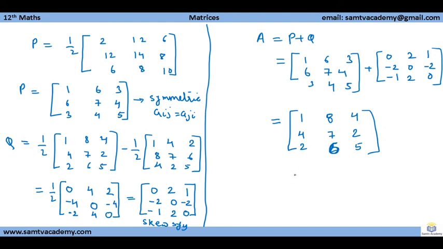So hence proved that any square matrix is equal to the sum of a symmetric matrix, 1 by 2 (A plus A transpose), and a skew symmetric matrix, 1 by 2 (A minus A transpose). So we have proved this, that A is equal to 1 by 2 (A plus A transpose) plus 1 by 2 (A minus A transpose), hence proved.